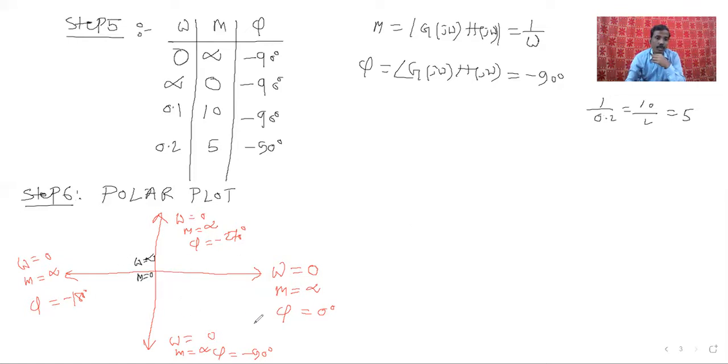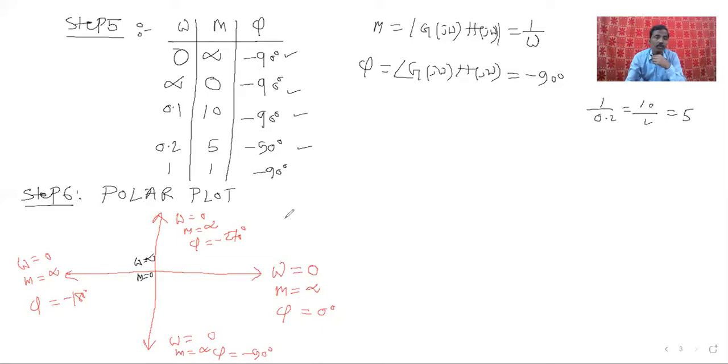Suppose this is the minus 90 degree axis. In this case, the phase angle is always minus 90 degrees for omega 0, infinity, 0.1, 0.2, 1, 2, 3, 4, 5, etc. Suppose omega equals 1, then magnitude equals 1, and the phase angle equals minus 90 degrees.